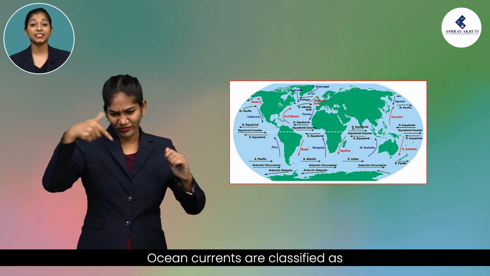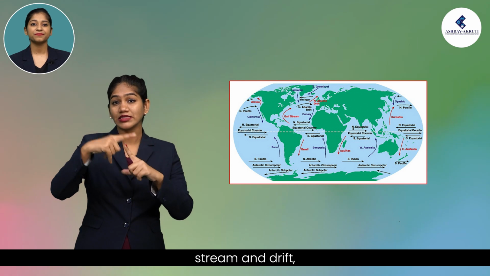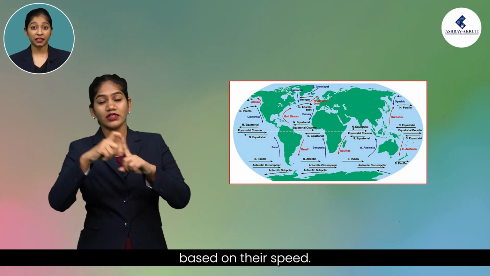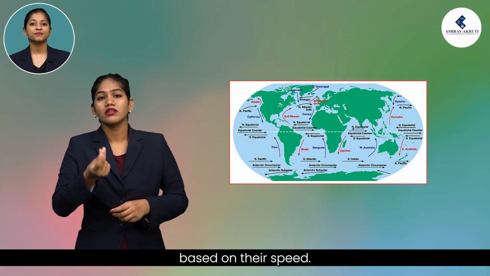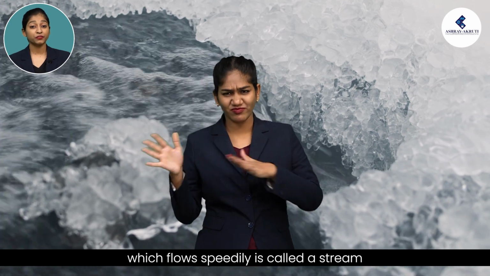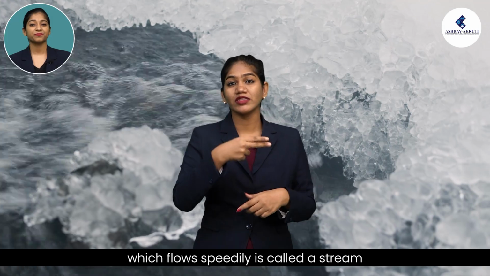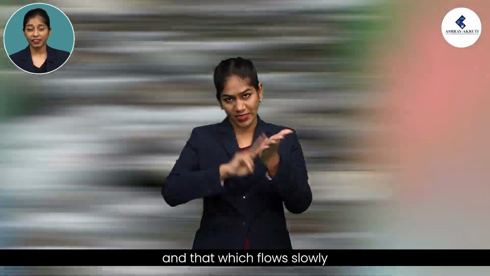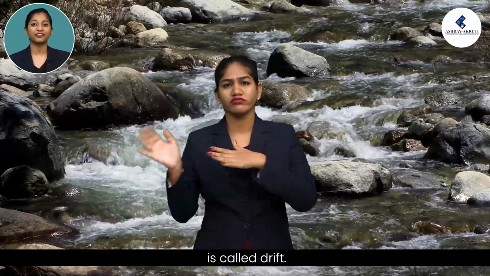Ocean currents are classified as stream and drift based on their speed. The ocean water current which flows speedily is called a stream, and that which flows slowly is called drift.